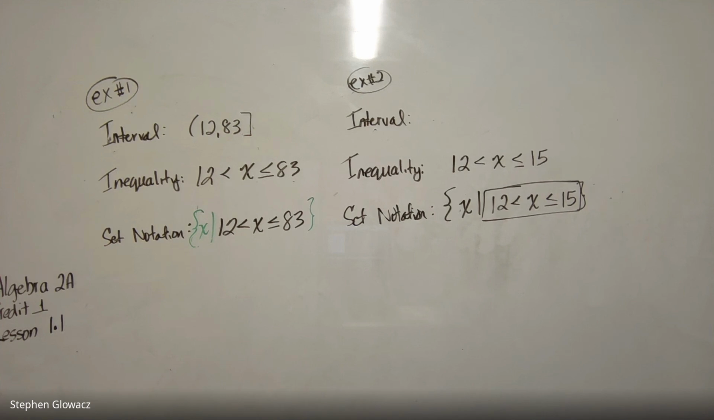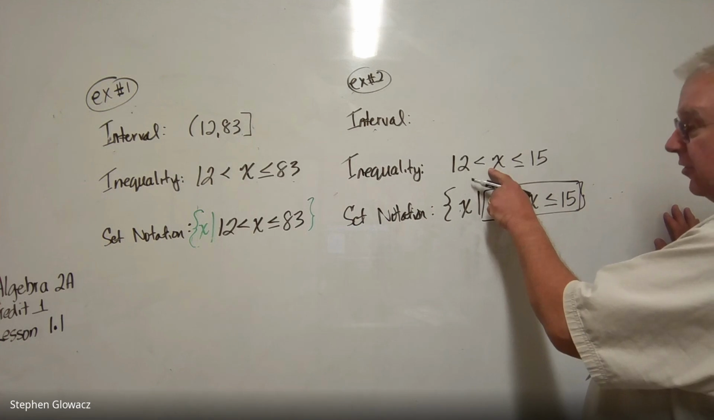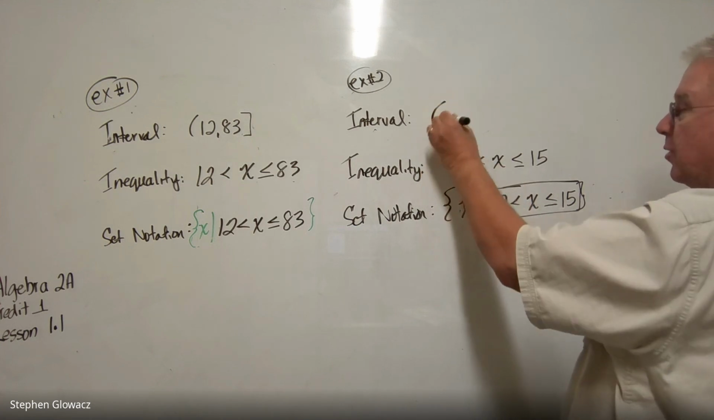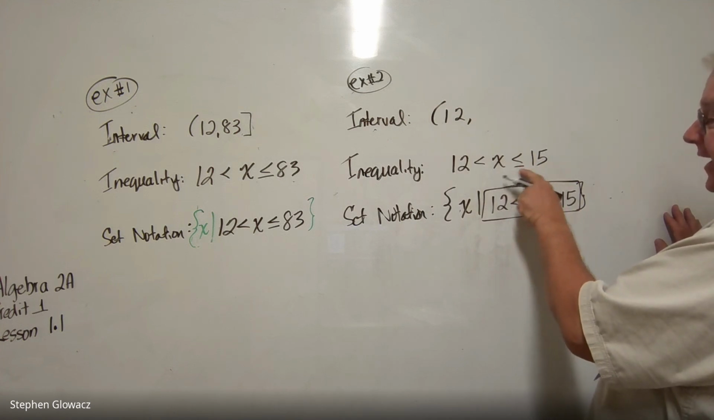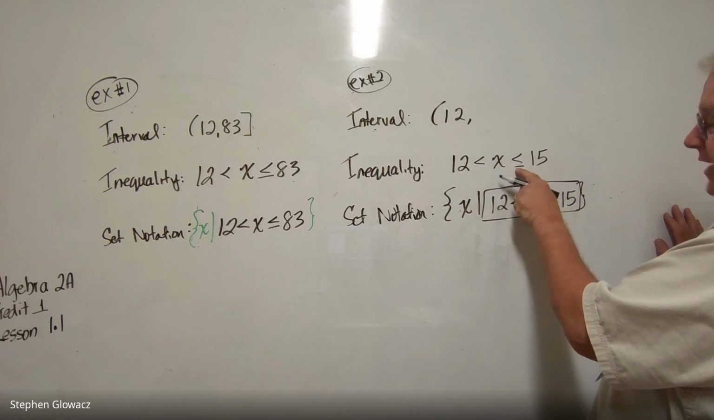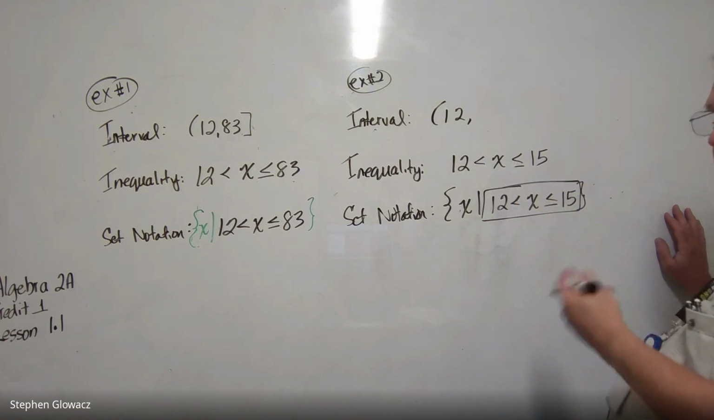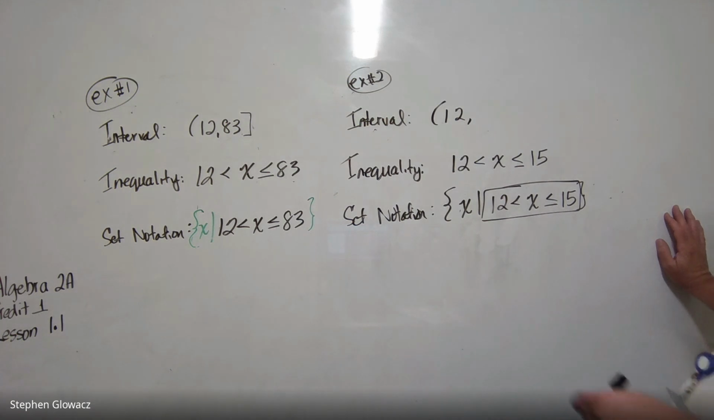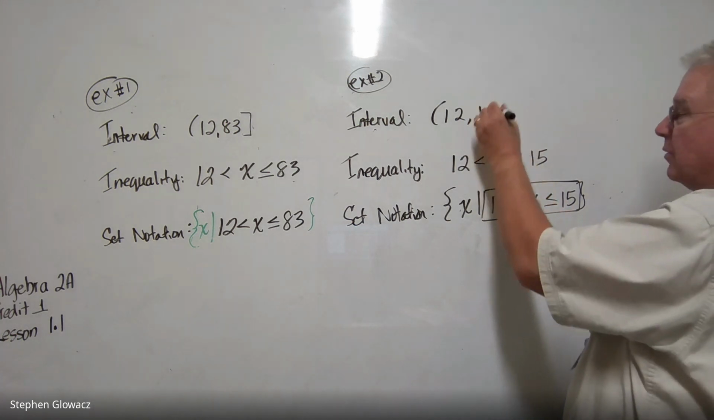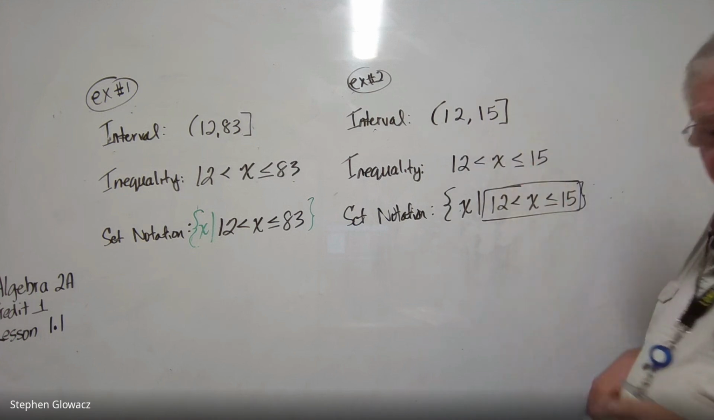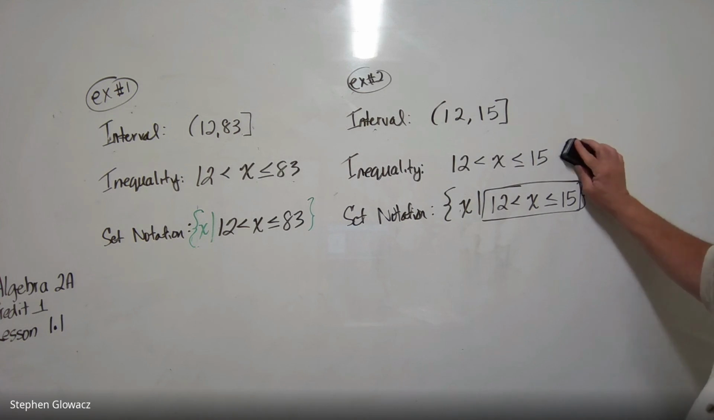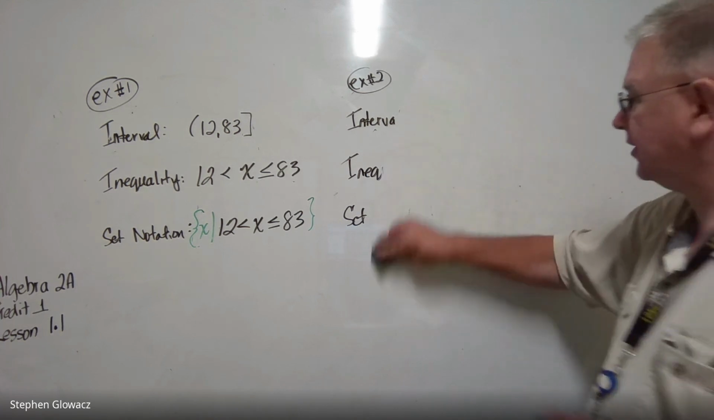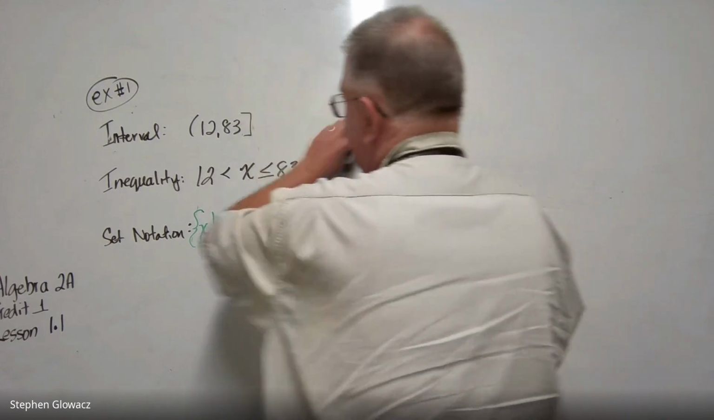Now, for the interval, we are not including 12, so we'll put a parentheses next to the 12, but we are including the 15. And again, that's indicated by the equal sign. That line underneath the inequality represents the equal sign. And so we would put a bracket with the 15. So those are the examples for 1 and 2. And now let's take a look at our examples for 3 and 4.